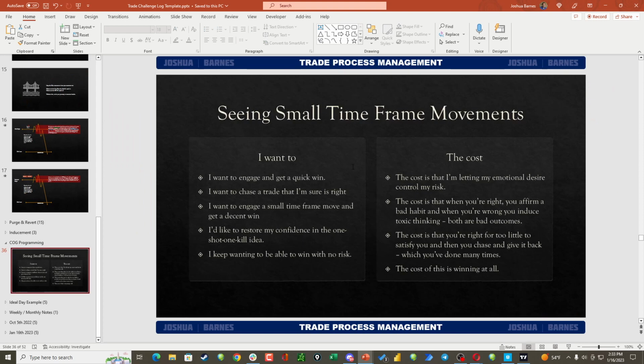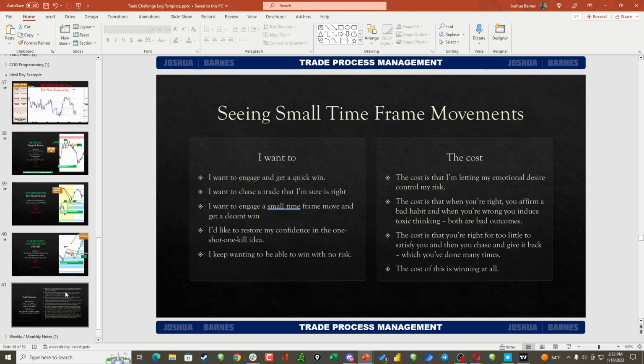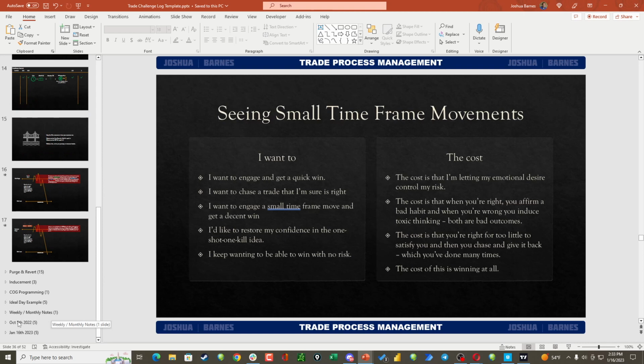Cog programming is just the ability to say, here's what I want, and here's the cost of it, and being neutral about it. So I'm saying, look, I want these things. They may or may not be good for me. So I want to map the cost of something I desire. I've left you an ideal day example, which says, here's what it should look like if you've done it correctly. And then the weekly and monthly notes.